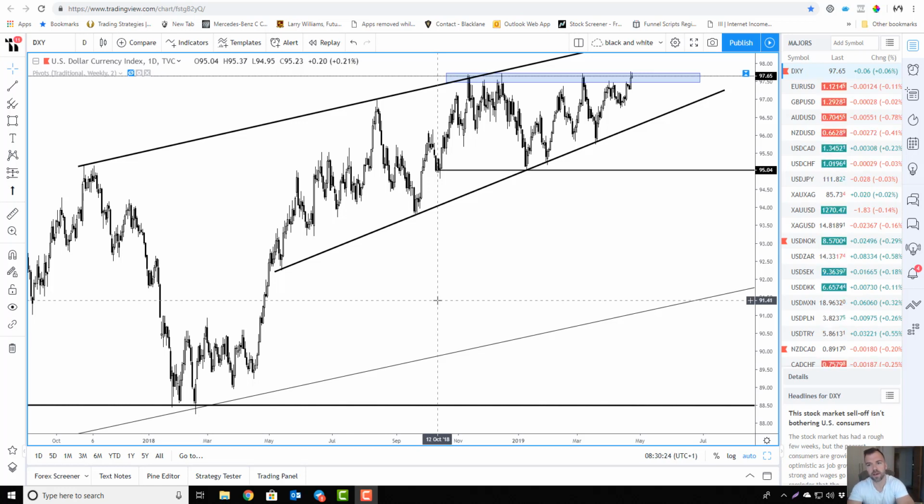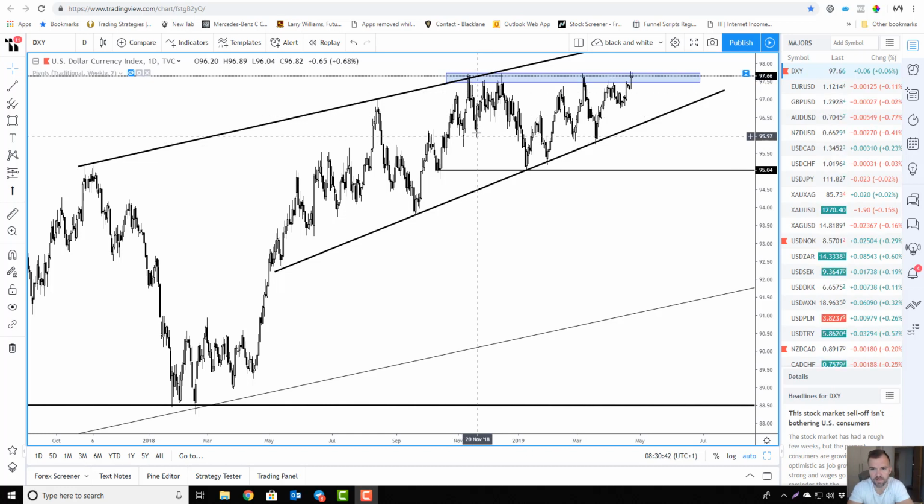Just taking a quick look over the markets right now, and there are going to be some really interesting setups for you to take advantage of. We're looking at the dollar index, and as you can see, every time the dollar index over the last six months has come into this 97.50, we've had a significant drop, at least down to 96. So right now we're testing those highs again.